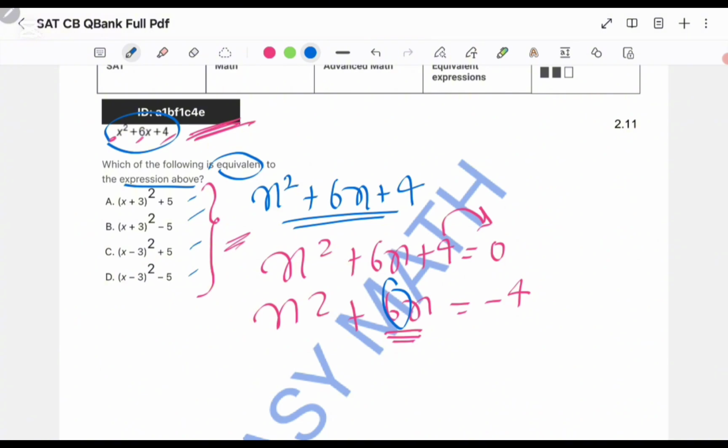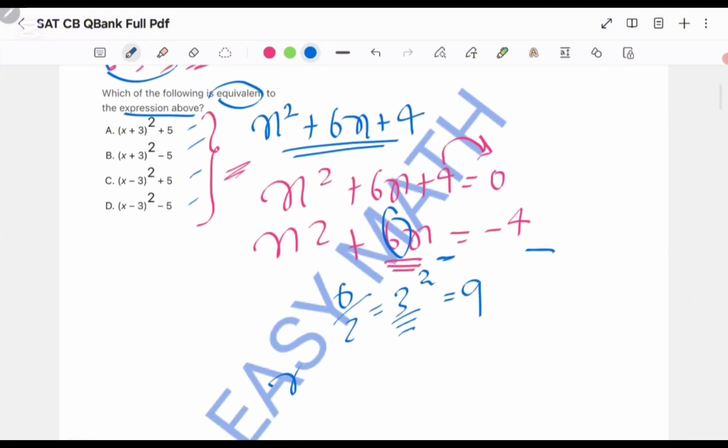I want you to halve the 6, and we're going to have 3. So 6 over 2 is equal to 3. And then I want you to square 3. So 3 squared is going to be 9. Now I want you to add 9 to each side of the equation. So we're going to have x squared plus 6x plus 9 equal to negative 4 plus 9 as well.